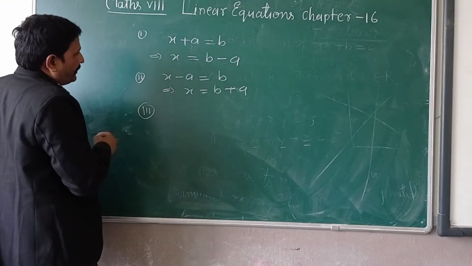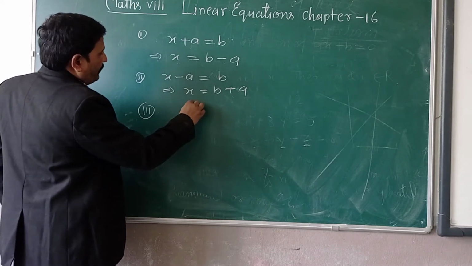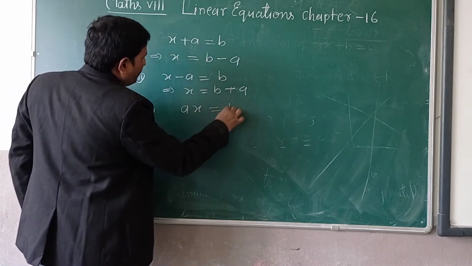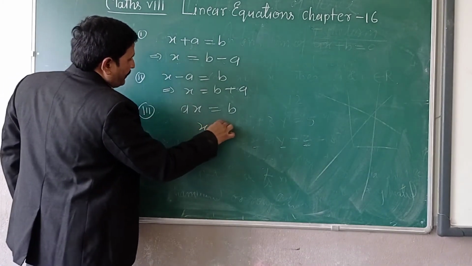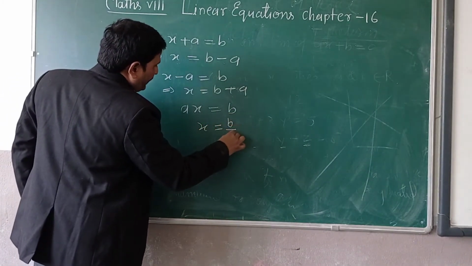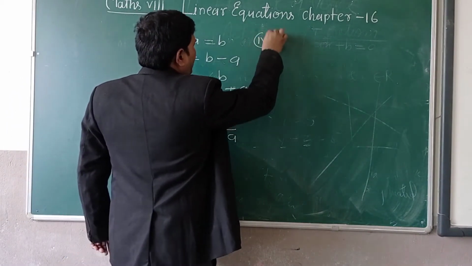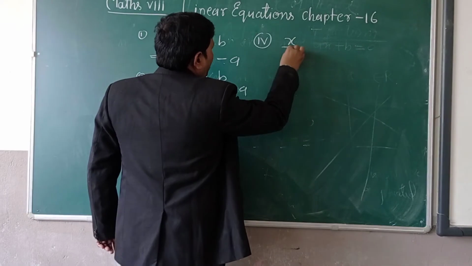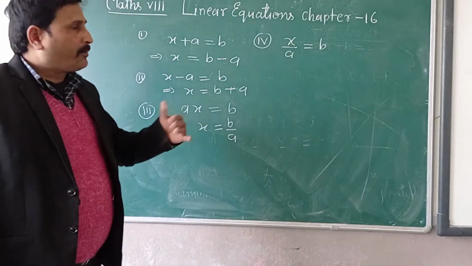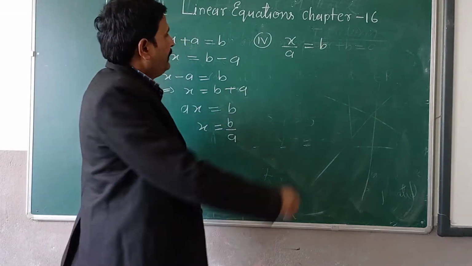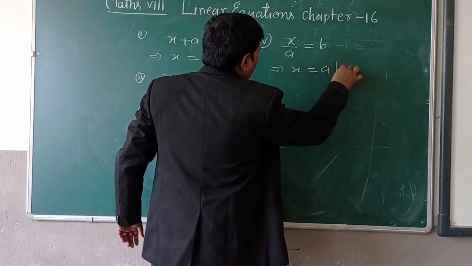Third, if any number is multiplied, suppose ax is equal to b, here multiplication. When you transpose this side, it will divide, b upon a. Fourth one, division: x divided by a is equal to b. When you transpose that side, it means that x is equal to a into b, multiply.